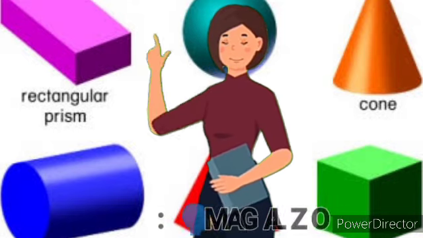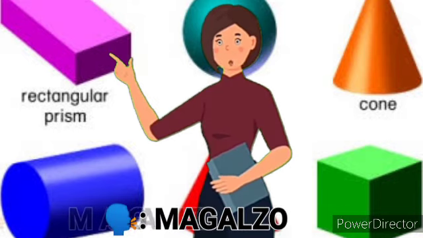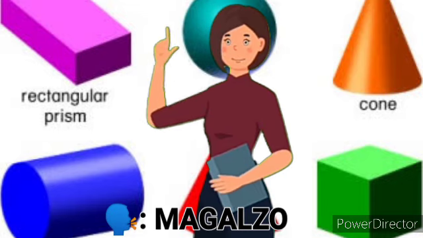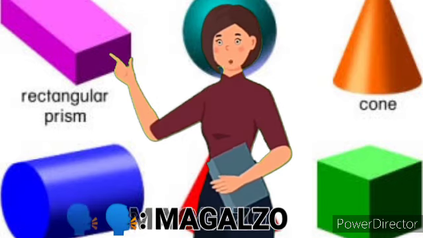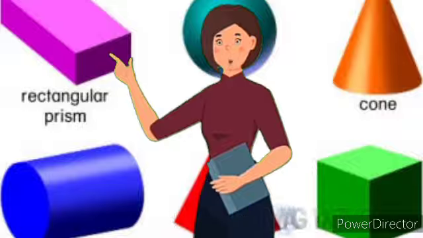So now, let's draw solid figures. Pyramid, cube, cylinder, and prism.